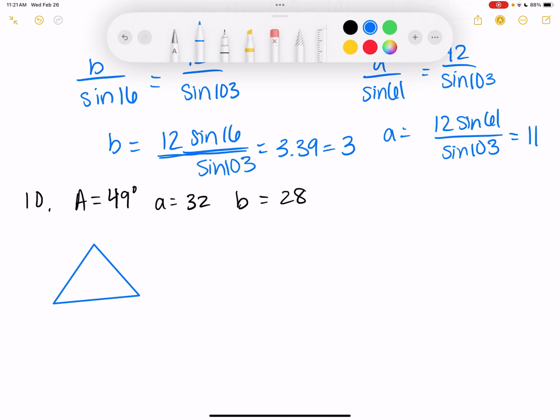So angle A is always going to go over here, or well, I say that. Let me rephrase. The angle that is given to me for side, side, angle will always go bottom left. Its side always goes opposite. So this is 32. The other side is the one that touches it up here.